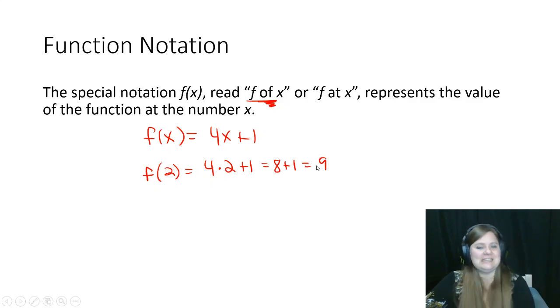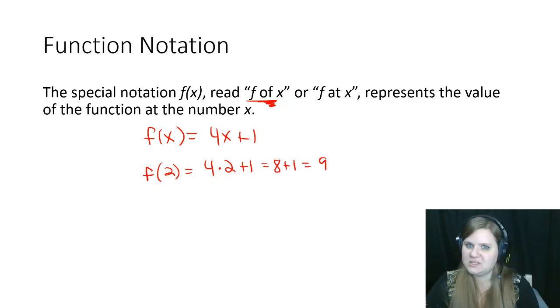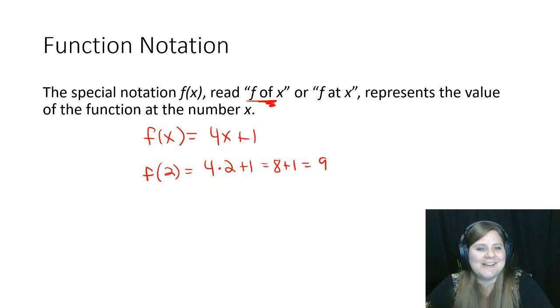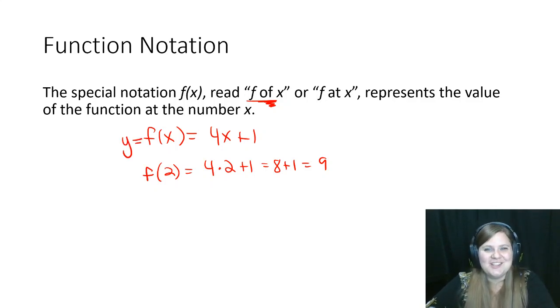So the idea is that I can now take notes and write what I'm doing so much more clearly because I can see that I'm finding the function at 2, when x is 2. And one of the things I want to keep pointing out: y equals f of x. So now all we're doing is, instead of y equals, we're writing f of x equals. That's it. That's the only difference.